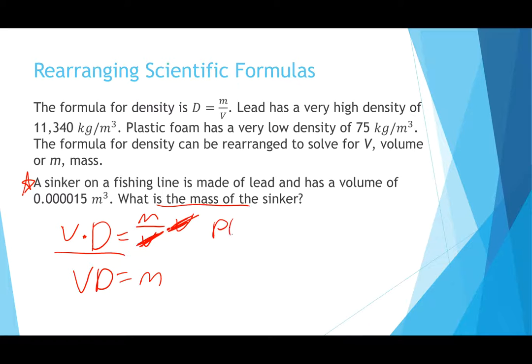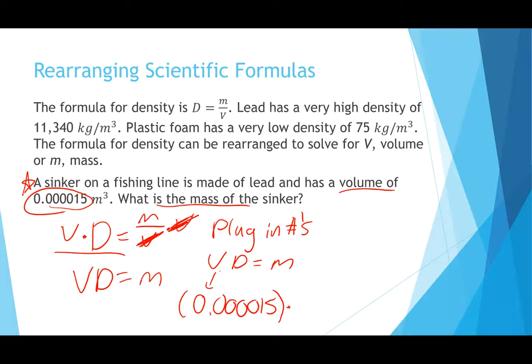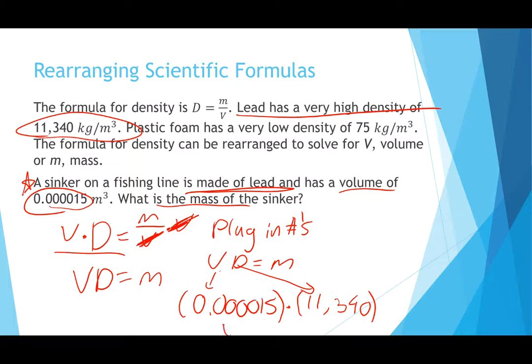Now, we're actually going to solve this. We need to plug numbers in to figure out what the mass is. We know the volume. The volume of our fishing sinker on the fishing line is this number. So this is going to be for V. Our volume is 0.000015 times the density. Now density, remember, it's made of lead. And it says up here, lead has a density of 11,340. So I'm just plugging these in. That's V, that's D, and we're multiplying them together to get my mass. If you multiply those together, I think it was 0.1701. I could be mistaken there. I don't remember exactly what it was. But just multiply them together and you get your final answer.